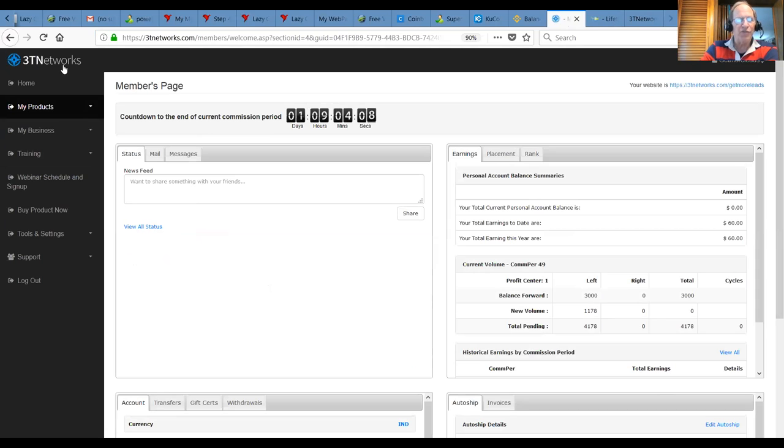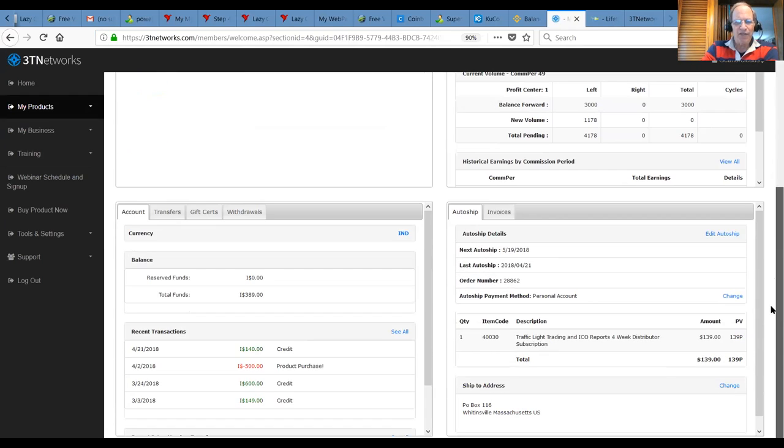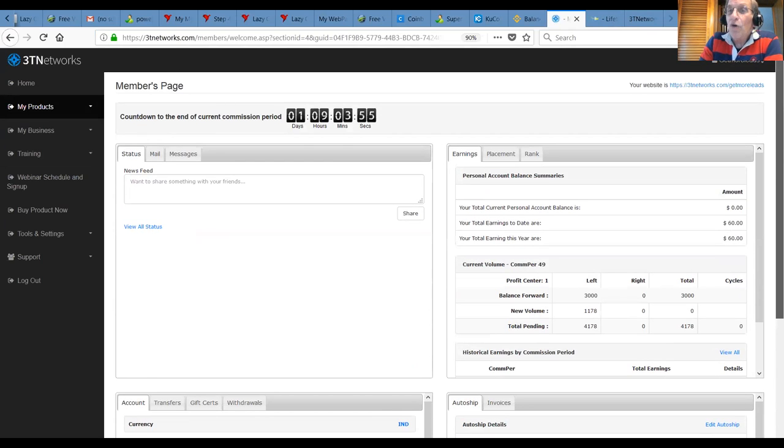But here's the inside of 3T Networks, if you will. And right now, I've got about $600, $750 worth of incentive credit. So I can actually go and buy some more coins. I started with an associate trade at $500.